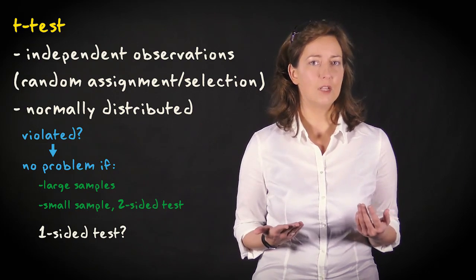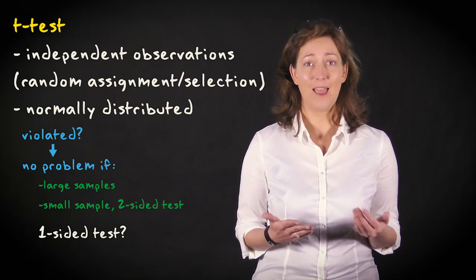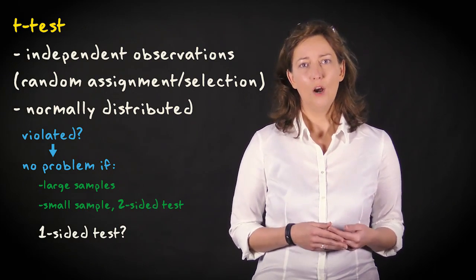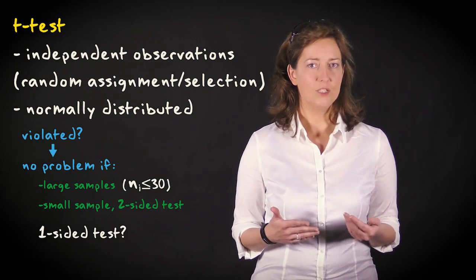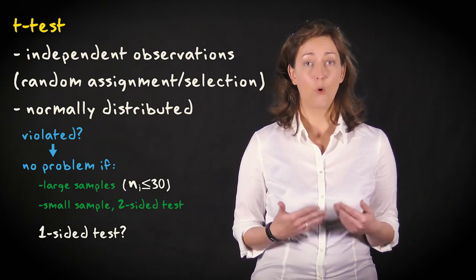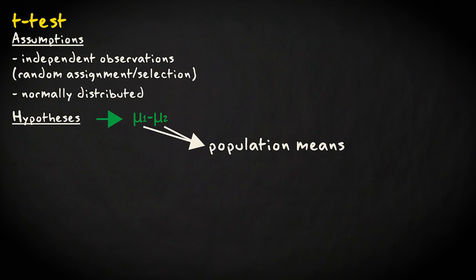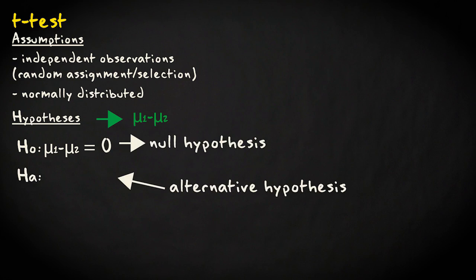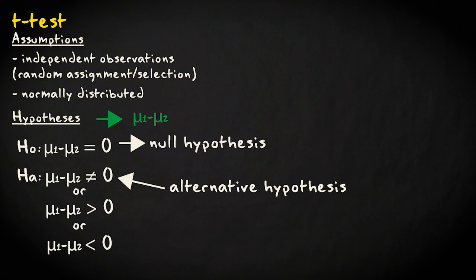There's no simple rule that says what sample size is large enough. It depends on the variation in the population and the true effect size. However, for the purpose of this course, let's say that for one-sided tests, both samples need to have more than 30 cases. The statistical hypotheses are expressed in terms of the difference between the population means μ1 and μ2. If both groups form the same population, the difference will be 0. This is the null hypothesis. Possible alternative hypotheses are that the difference is not 0, or that the difference is greater or smaller than 0.